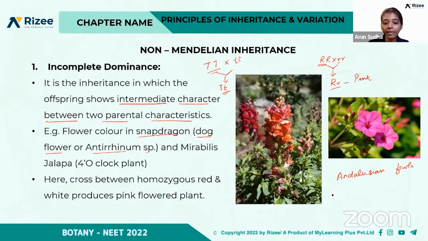Here the feather color, for example black, when crossed with white, shows blue color in the F1 generation. It is the feather color in Andalusian fowl. So the snapdragon, or Antirrhinum species, is one of the common examples of incomplete dominance. A cross between homozygous red and white produces a pink flowered plant. Okay.